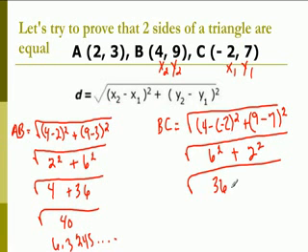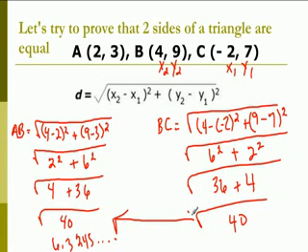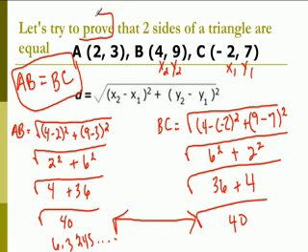6 squared is 36, plus 2 squared is 4, and as you can see it's starting to look the same, the square root of 40. Well, we know they're the same without doing the math because they're both the square root of 40. So we just proved mathematically that AB is equal to BC. If they say prove, you do not need to draw a picture, all you need to do is do it mathematically like we just did, and that proves mathematically that AB and BC are equal.